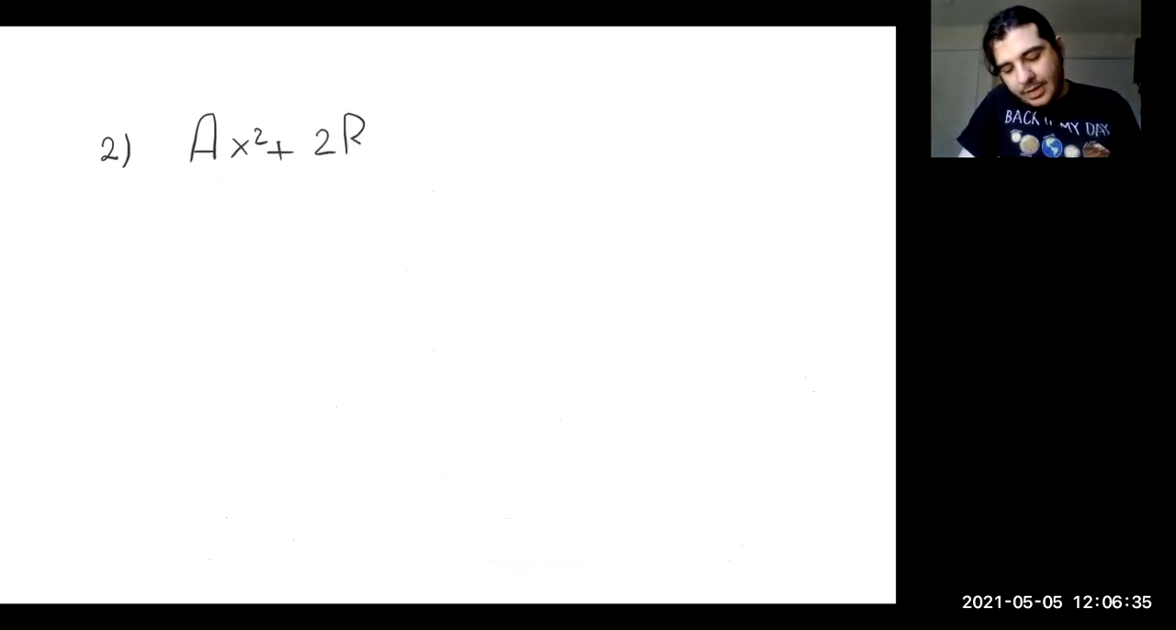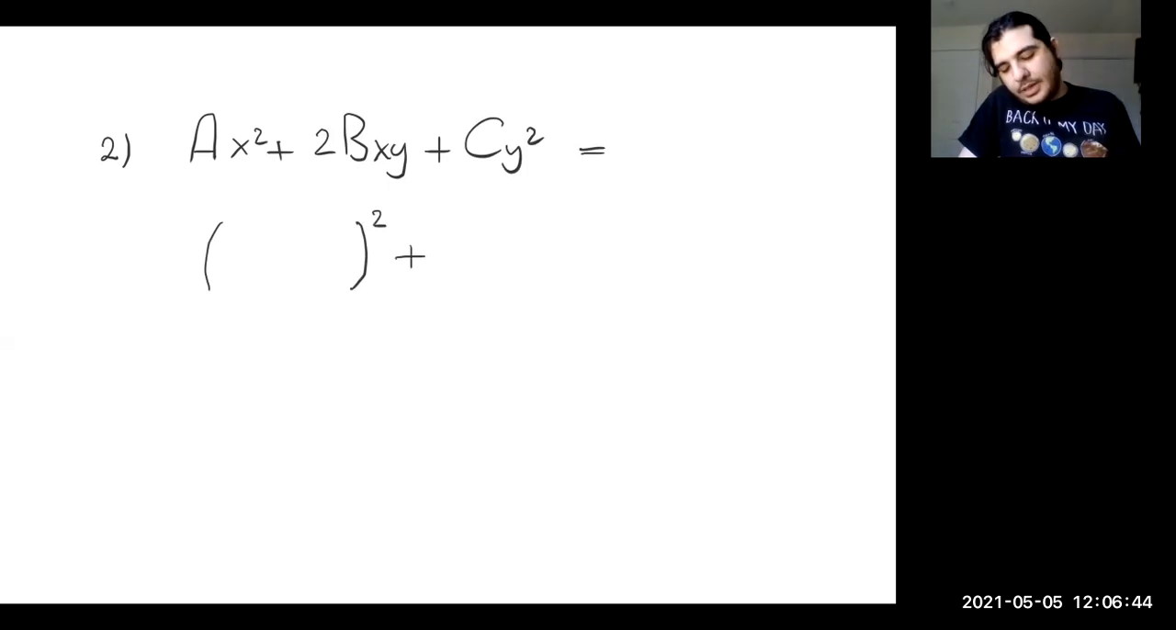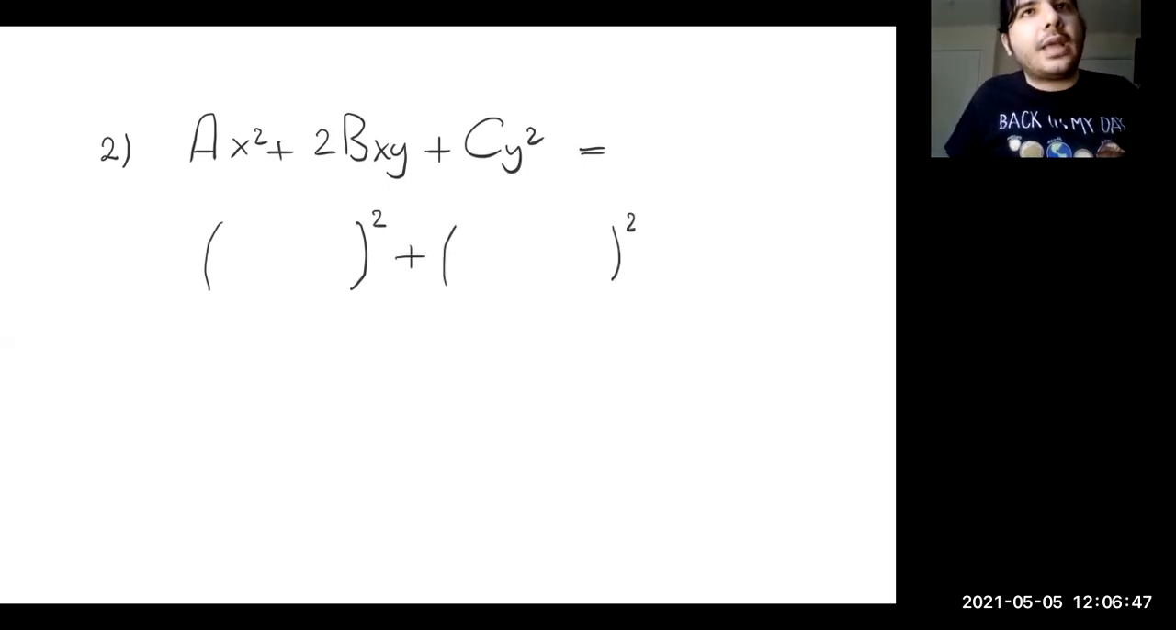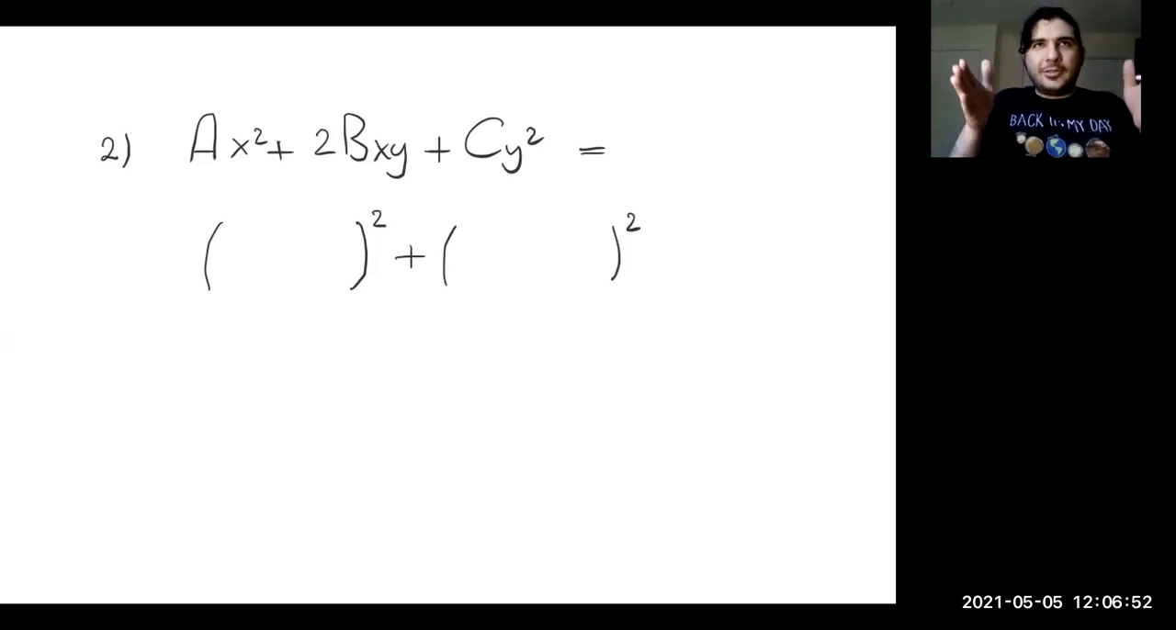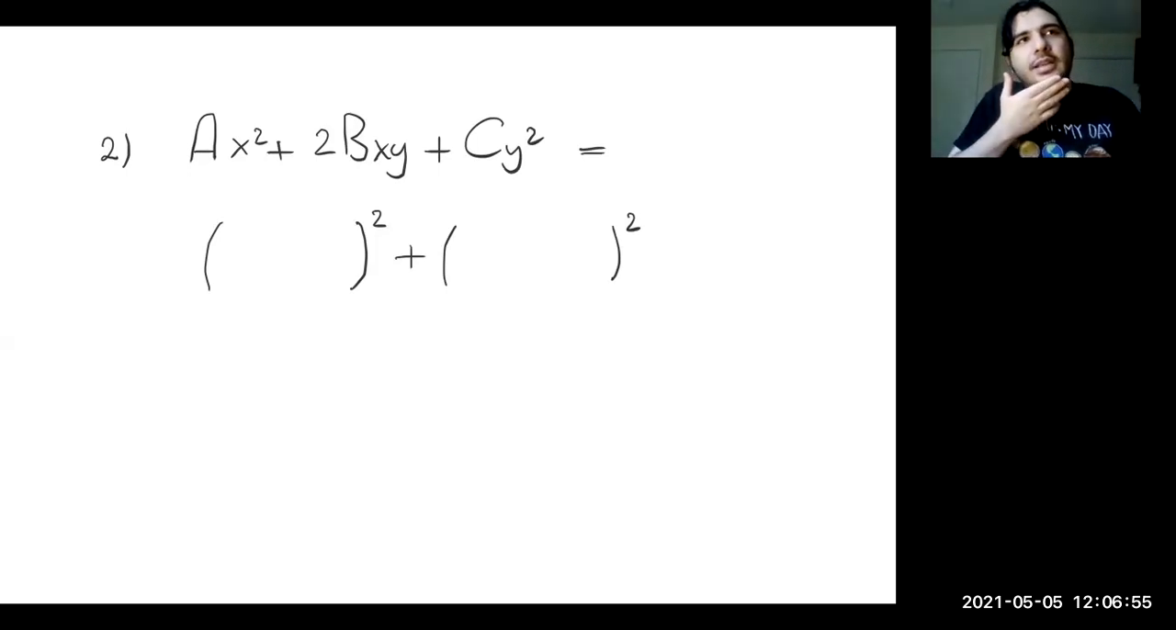So I think the comment now says, can we do it like this? Can we write it as something squared plus something else squared? Is it possible to do that? Can we write down this quadratic form as two parentheses squared? Is it possible or not? So do you mean you want one of them only to be a function of x and the other one a function of y? Is that what you're looking for?